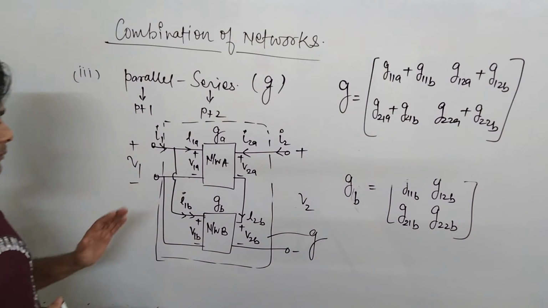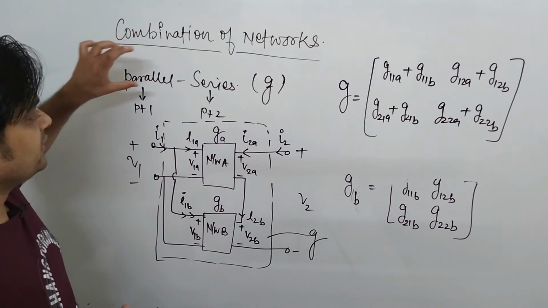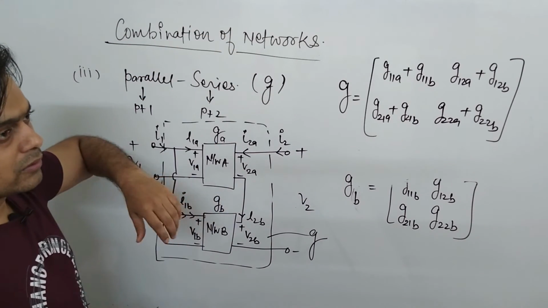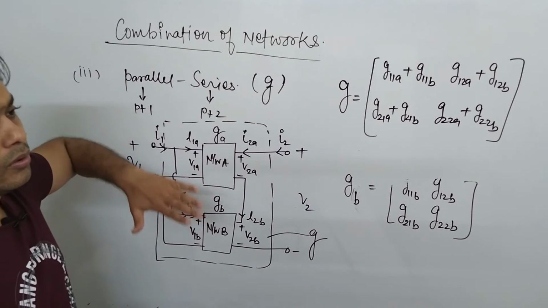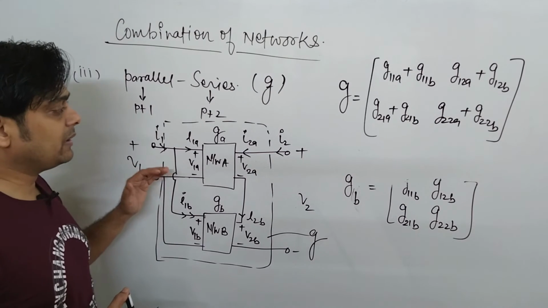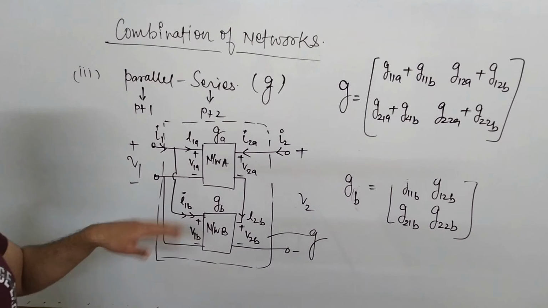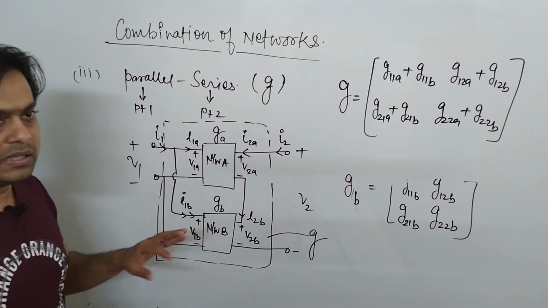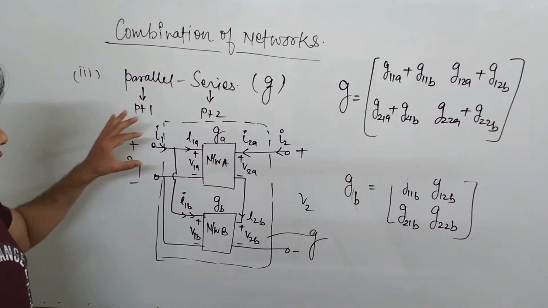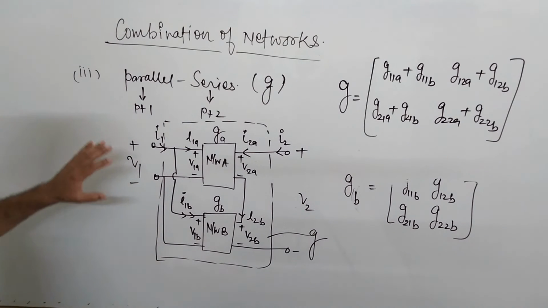So just keep in mind, whenever there is a combination of two networks in the form of parallel series, your port 1 is in the form of parallel and port 2 is in the form of series. So you have to find the G parameters. Maybe you have to find H parameters also for this type of network, or Z parameters or Y parameters, but they will mention the G parameters. By finding the overall G parameters, you can use conversion techniques to convert into H, A, B, transmission or Z parameters, whatever it is. So the important thing is you have to understand what type of combination is mentioned here.